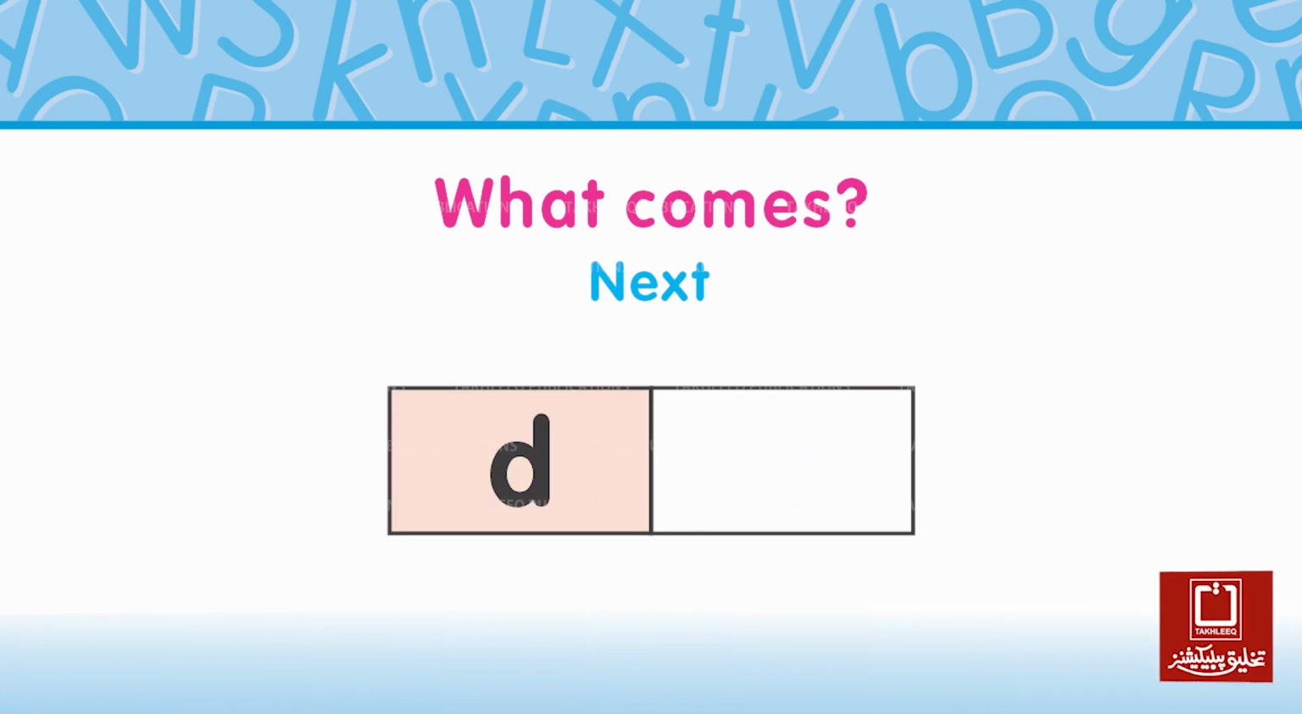We see the small letter D here. First we say D, then E. D, E. E comes next to D. So we write here E.